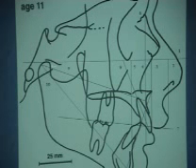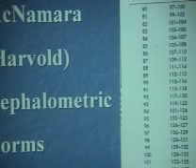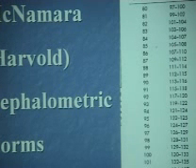Now these last three measurements come from the Harvard analysis. McNamara has used these, but he studied with Harvard. You've got this, I believe, in another one of those pages I gave you. Those are the measurements of ANS to ME, condylion to gnathion, condylion to point A. But those are pretty good measurements.